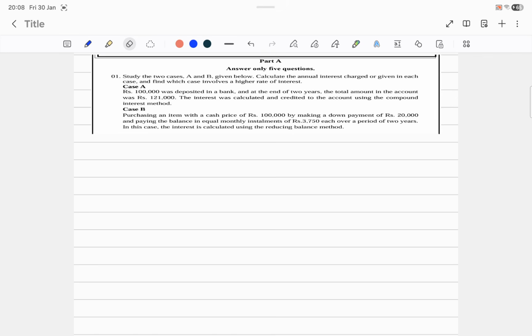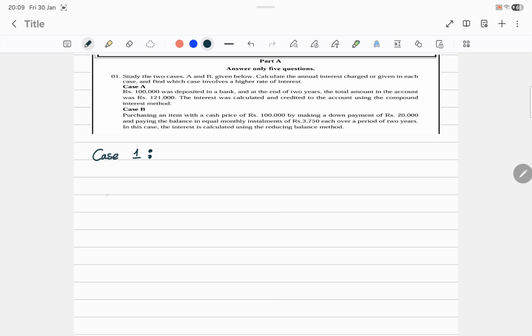So let's look at case A. Right. So in case A, what is given? Rupees 100,000 was deposited in a bank, and at the end of 2 years, the total amount in the account was rupees 121,000. Interest was calculated and credited to the account using compound interest method. Right. So what's the formula? So we'll first do case 1.